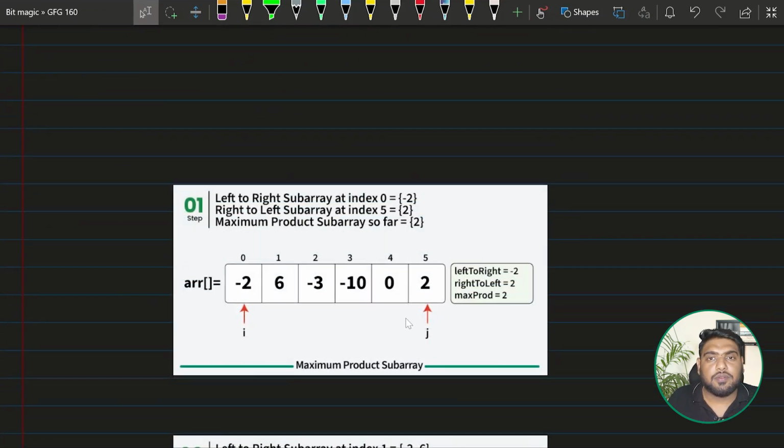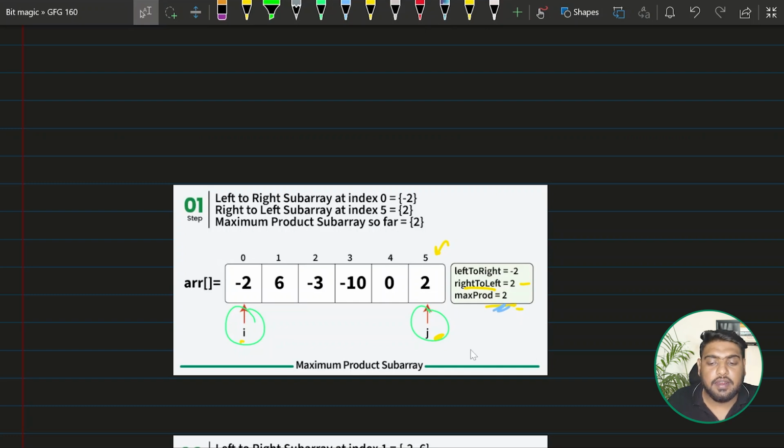Assume this is an example. Here I have 2 variables, i and j, which will help me simultaneously calculate my prefix and suffix products. Initially my i is set to -2 and this j pointer is set here, which is my right to left, and it has a value of 2. The maximum out of these two is 2 currently, so our maximum product is written as 2 here.